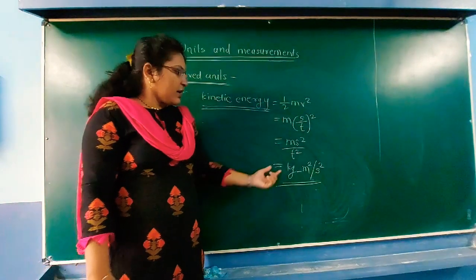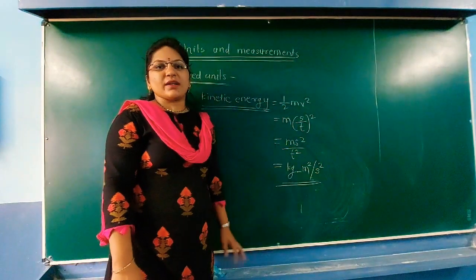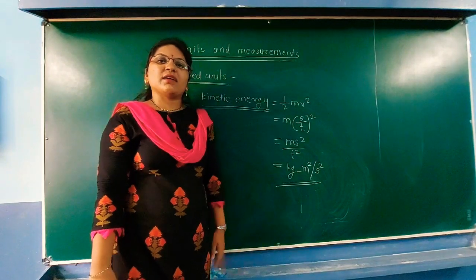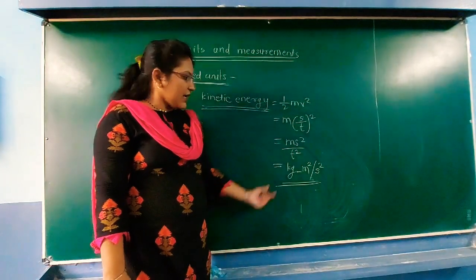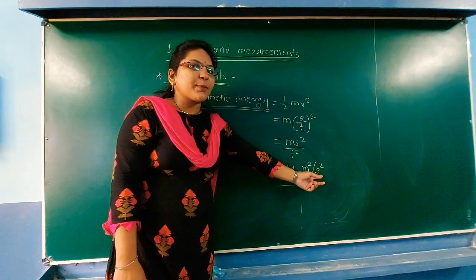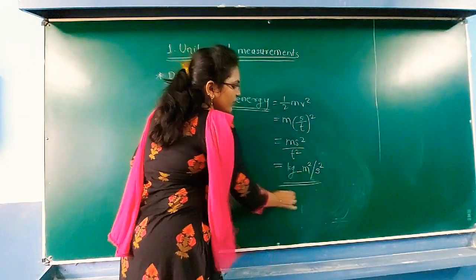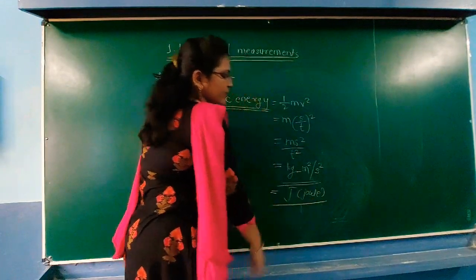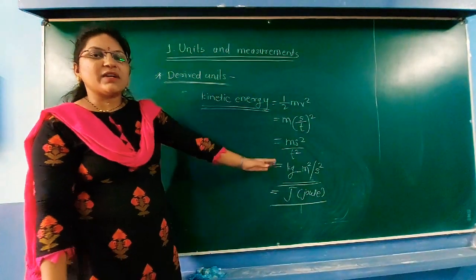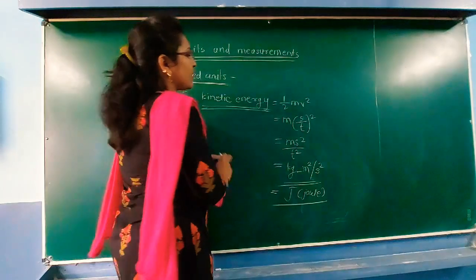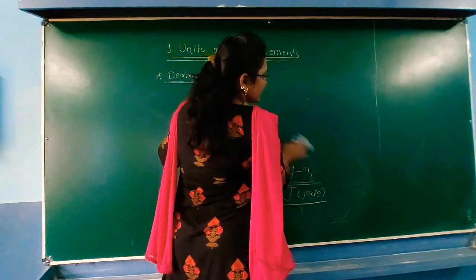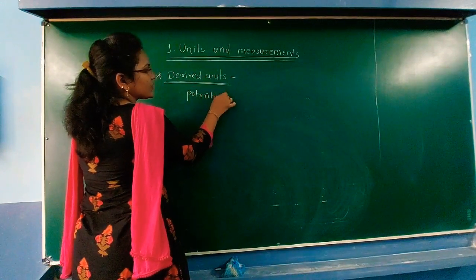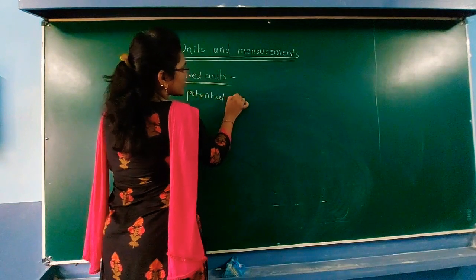Now note that kg into meter square per second square was the SI unit of work, and we measure work in the unit joule. Kg into meter square per second square means joule. So the SI unit of kinetic energy is also joule, which is equal to kg meter square per second square. Then the last quantity is potential energy. The last physical quantity we will see as a derived quantity is potential energy.